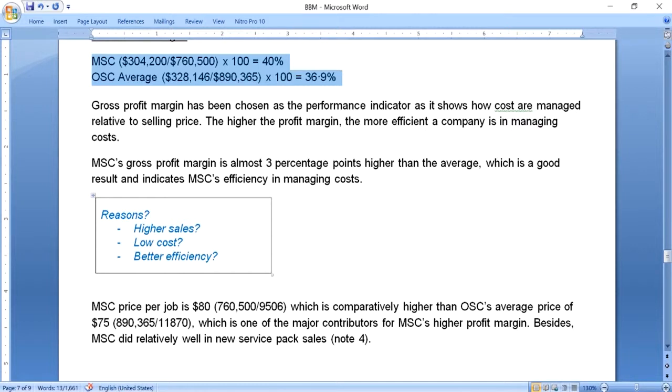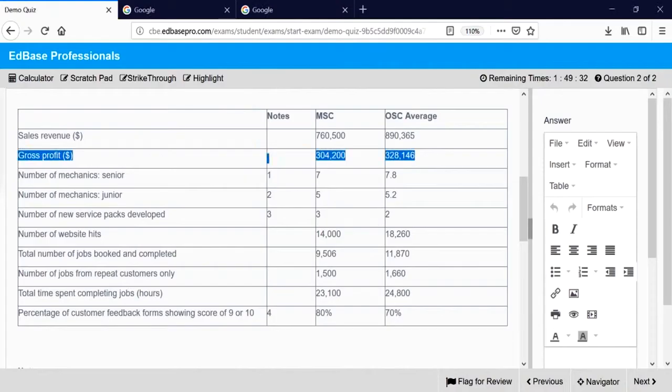Okay, now let's see if we can find any information from the question context to support our answers. So see, here we have sales revenue, which is 760,500 for MSC and 890,365 for the OSC average. And we have the number of jobs booked and completed. Now from this information, we can calculate the average selling price per job. Okay, now let's give it a try.